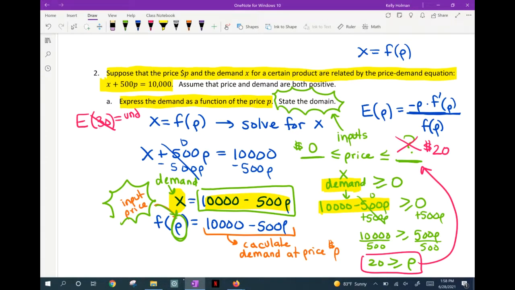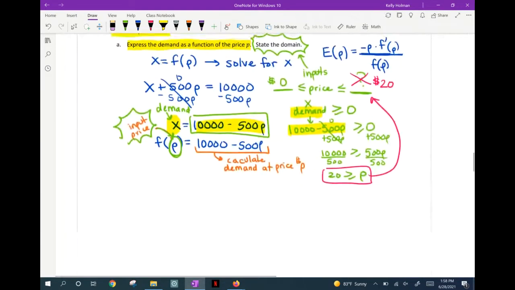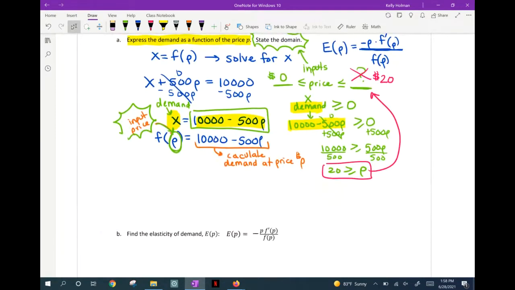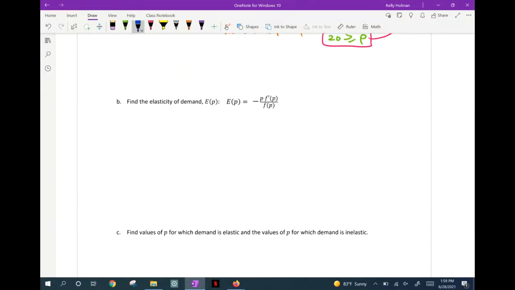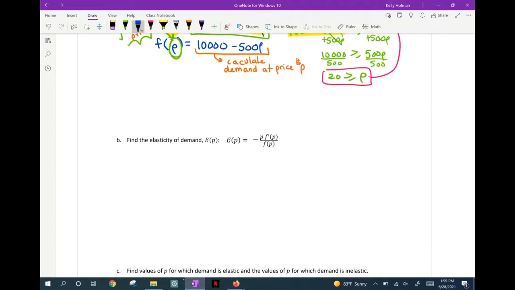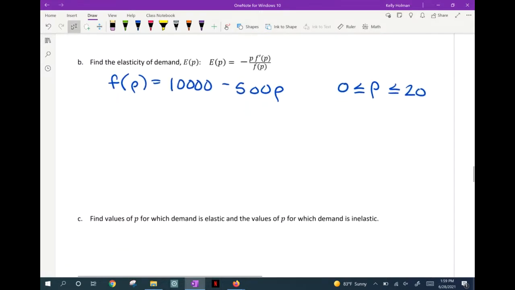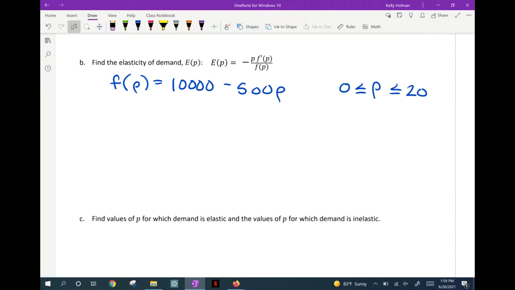Okay, so let's move on to part B. Now that we have our function, we can find this calculation down here. So let me rewrite what my function was. Okay, so f of p was 10,000 minus 500p as long as the price is between 0 and 20. Okay, that's what we got from the previous problem.